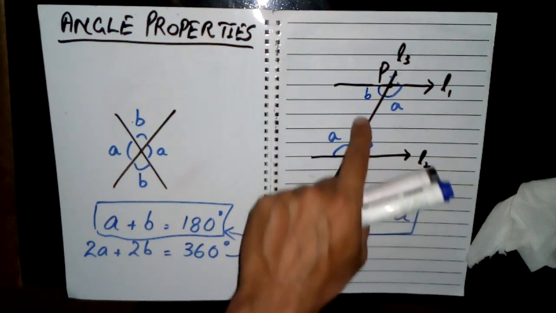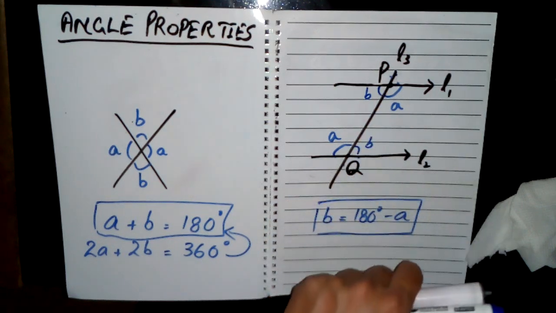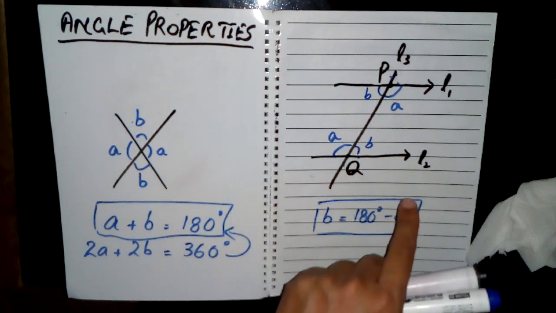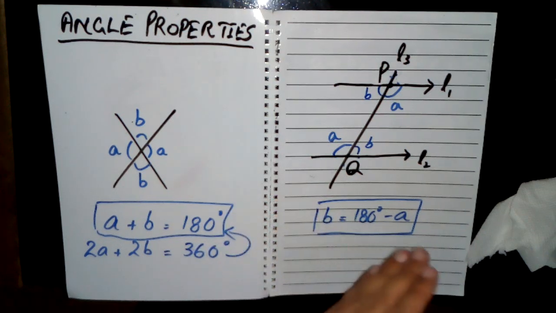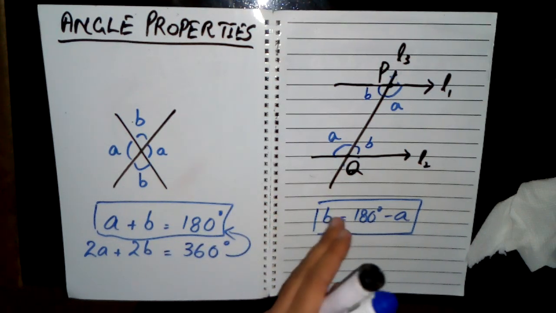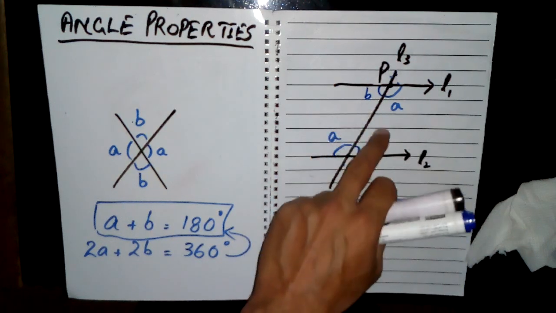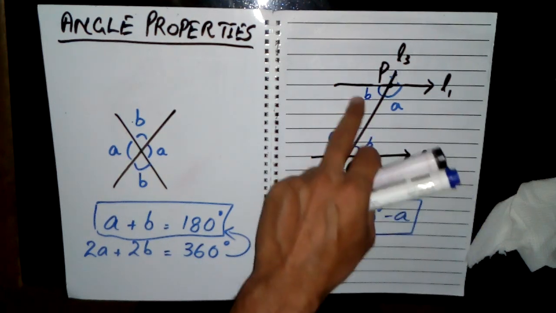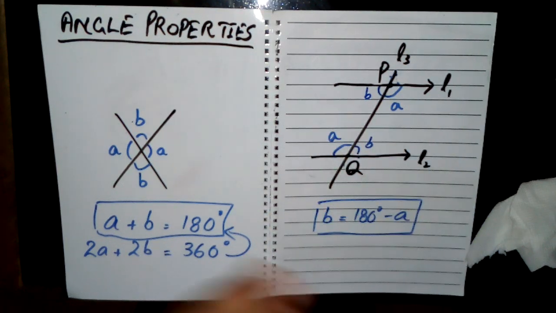In the same manner, B should be the same here, because B at point P lies on the left side of L3. So therefore at Q, the angle on the right side of L3 should be the same. So these two angles on the opposite side of the intersection line will always be equal.